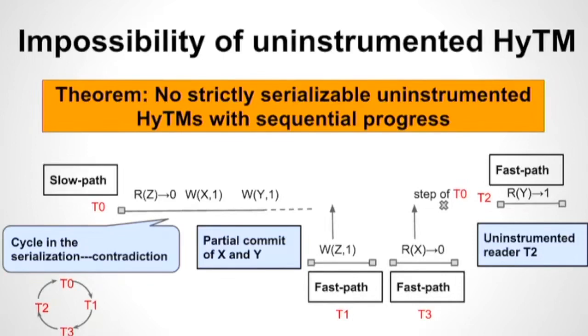So you see, there is no way I can place these 4 transactions in one total order which will justify the response of X, Y, and Z. Was that clear? And what this really tells us is that you must instrument the hardware transaction.